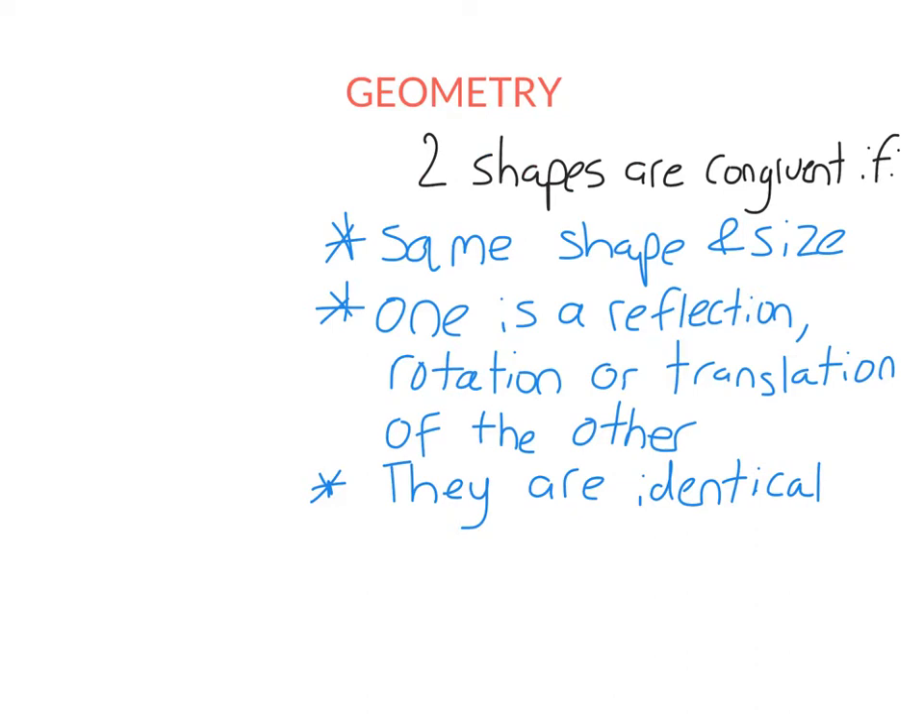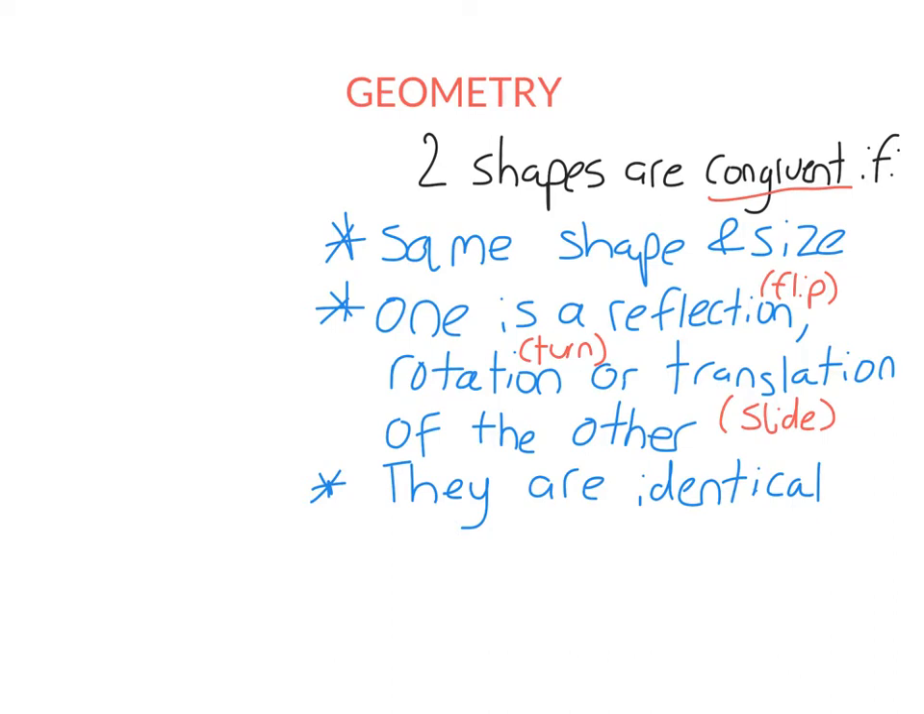So in the geometry section of this course, we were primarily concerned with congruence. So 2 shapes are said to be congruent if basically they're the same shape. So they'll be the same shape and size. One will be a reflection, remember, that's a flip, rotation, which is a turn, or translation, which is a slide of the other, okay? And they have to be identical shapes to be congruent.